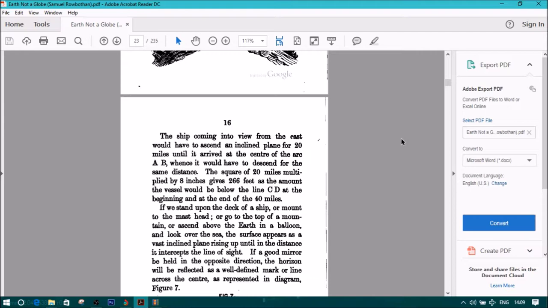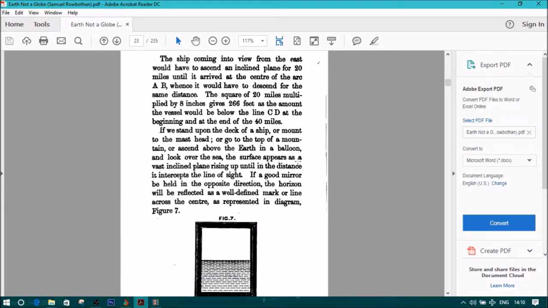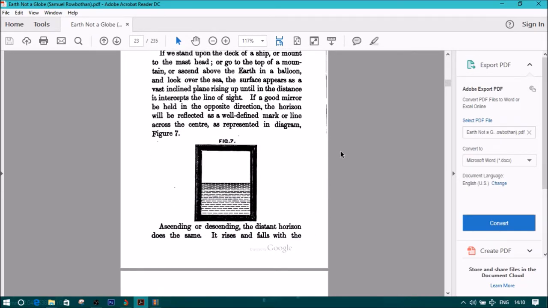If we stand upon the deck of a ship, or mount to the mast ahead, or go to the top of a mountain, or ascend above the earth in a balloon, and look over the sea, the surface appears as a vast inclined plane raising up in the distance until it intercepts the line of sight. If a good mirror can be held in the opposite direction, the horizon will be reflected as a well-defined mark or line across the center, as represented in the diagram, figure 7.